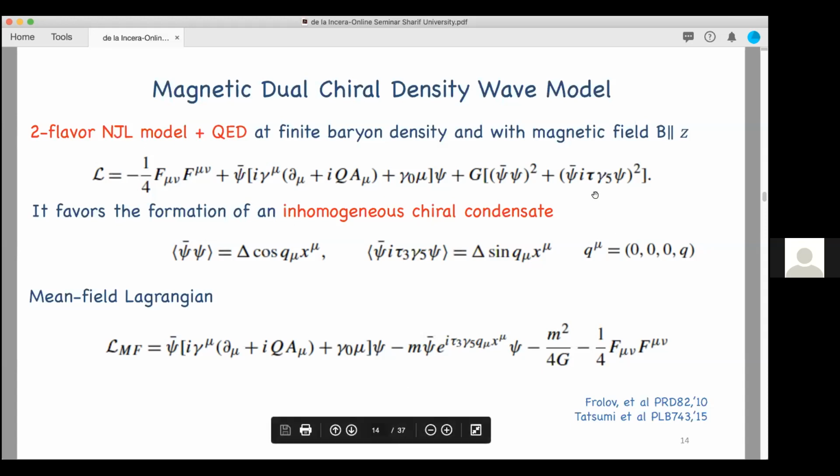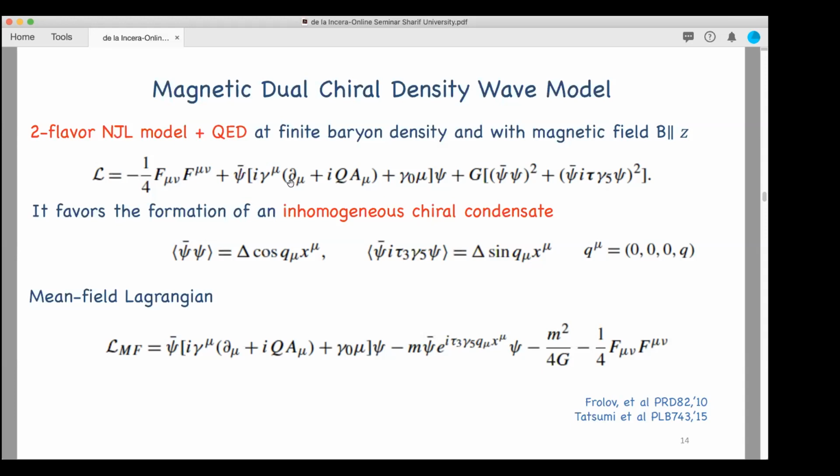So the quark interactions are represented by these four-Fermi interactions, typical of Nambu–Jona-Lasinio models. But then we also introduce the electromagnetic interaction, because we are going to consider this theory in the presence of a magnetic field. So we have electromagnetism described here by the regular Maxwell term. We have the interaction with the magnetic field and the electromagnetic field in general that we can consider is small, so we can neglect it, but still we have the magnetic field in the background.